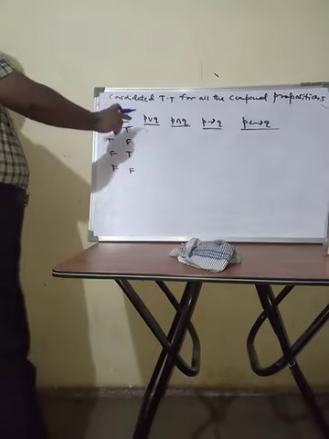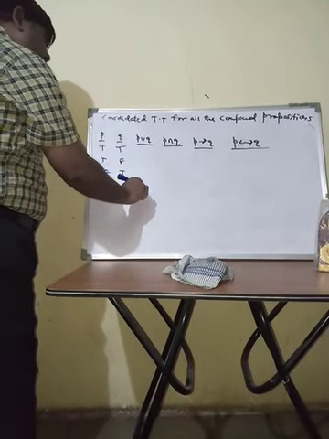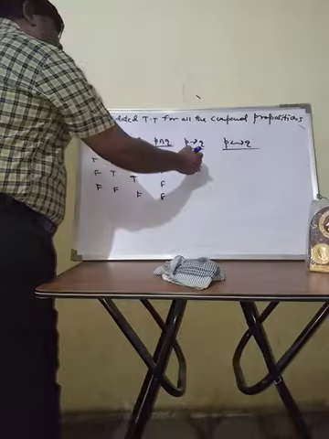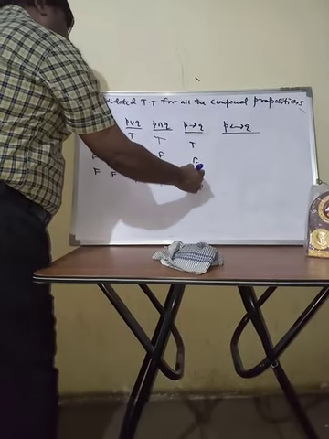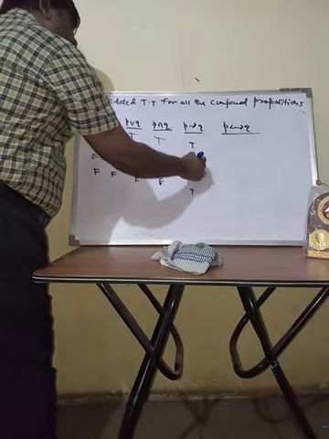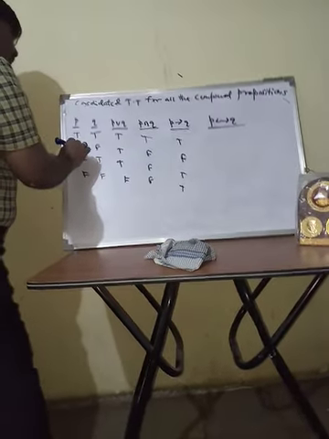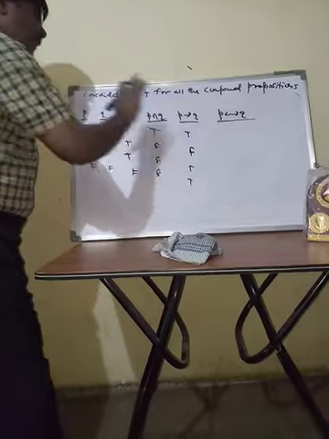I have told you disjunction is false only when both the simple propositions are false. In the remaining cases it is true. Next, conjunction is true only when both of them are true. In the remaining cases it is false. You have seen already, I have explained. Conditional is true, false, true, true. Conditional is false only when the first one is true and the second one is false. In the remaining cases it is true.